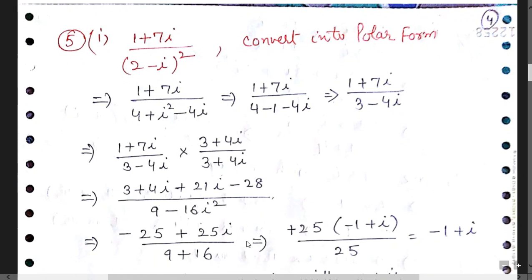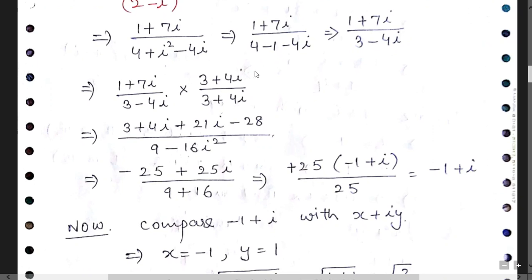Question number 5, first part, you have to convert this statement into polar form. In the first step, open the square bracket in the denominator. It's a square plus b square minus 2ab. Then in place of iota square, write minus 1. The answer is 3 minus 4 iota. Then rationalize. After rationalization, 3 minus 4 iota, it means we have to multiply and divide by 3 plus 4 iota. Then multiply the terms in the numerator and apply the formula in the denominator, a square minus b square.